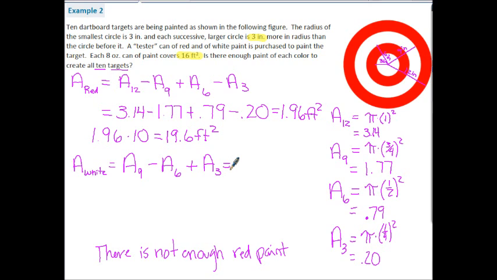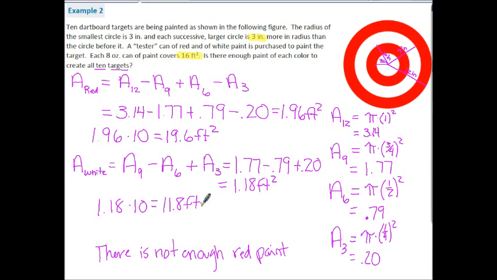Okay, so let's fill in those areas. We know the area of the 9-inch circle is 1.77 feet squared. Subtract 0.79 and add 0.2. And that's going to give us a final answer of 1.18 feet squared. Now again, that's just for one dartboard. We're doing 10 of them, so we want to multiply this by 10. 1.18 times 10 gives us 11.8 feet squared.